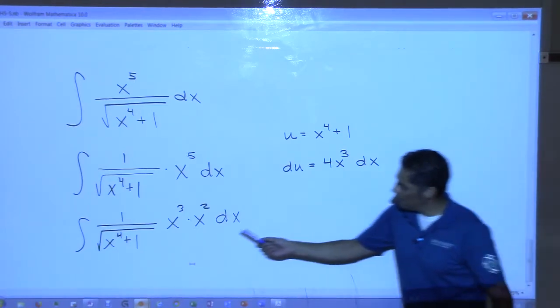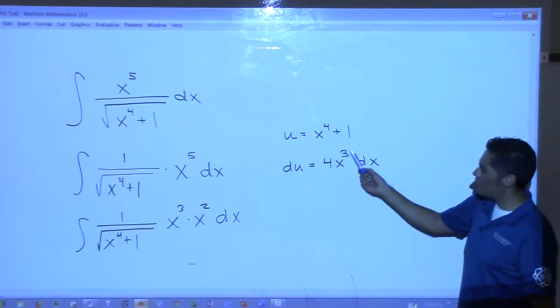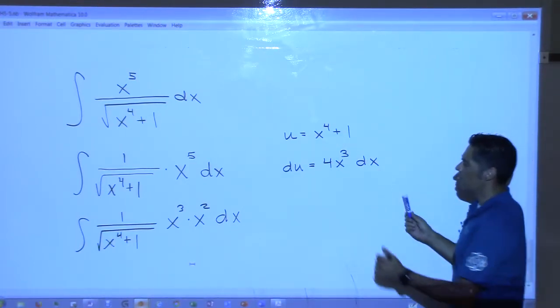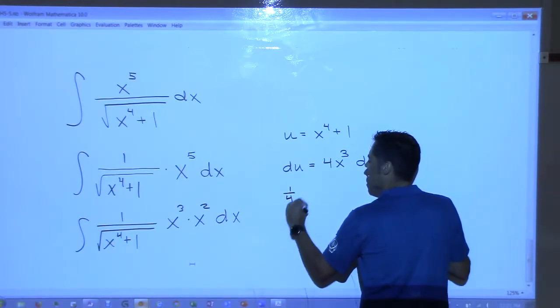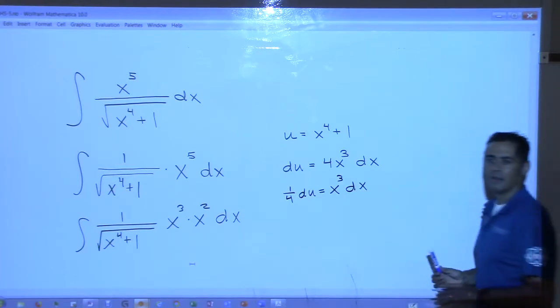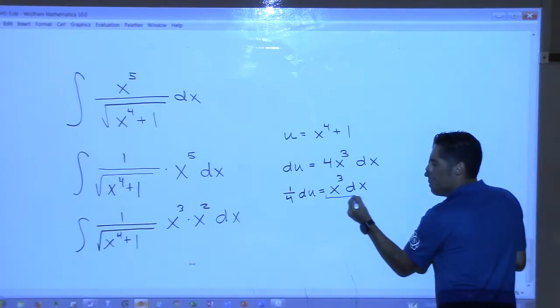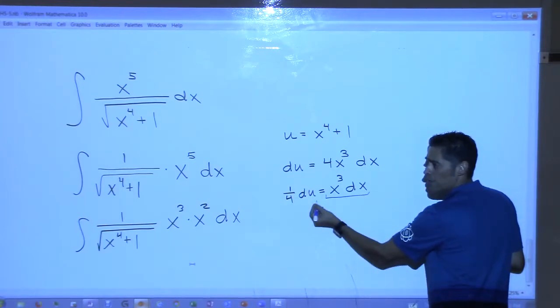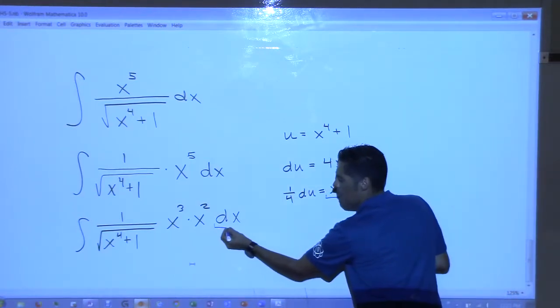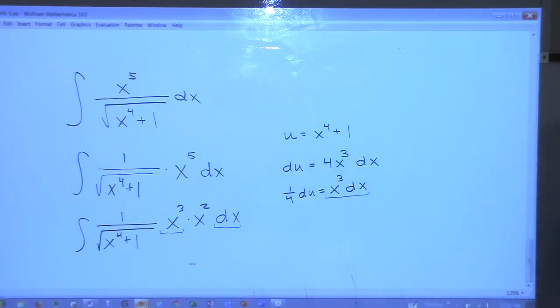Do we have x to the 3rd dx? And here, don't we have x to the 3rd dx? So could I rewrite this as 1/4 du is x to the 3rd dx? Could I do that? Yes. And so this right here can be replaced with 1/4 du. So what I'm saying is this and this we have a home for, don't we? That's matched up. We can get that in terms of u.